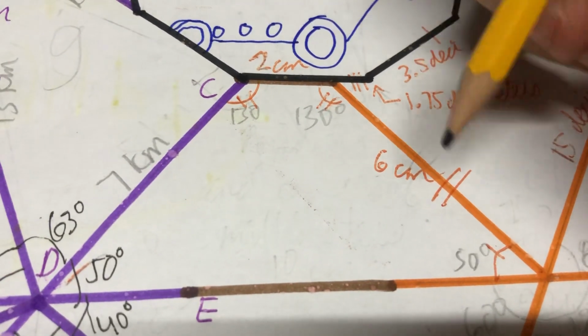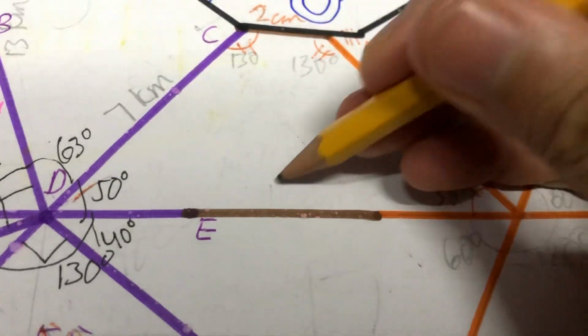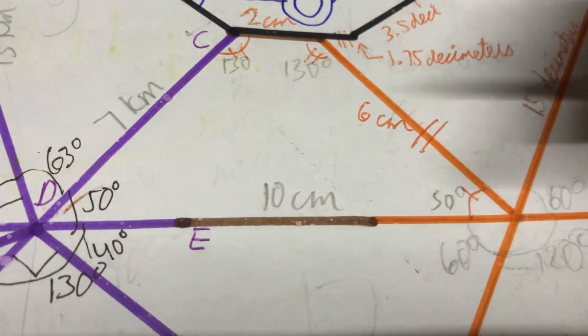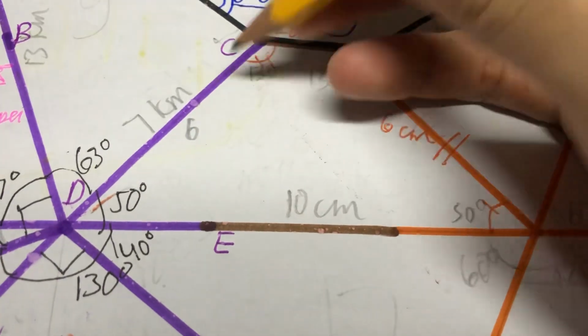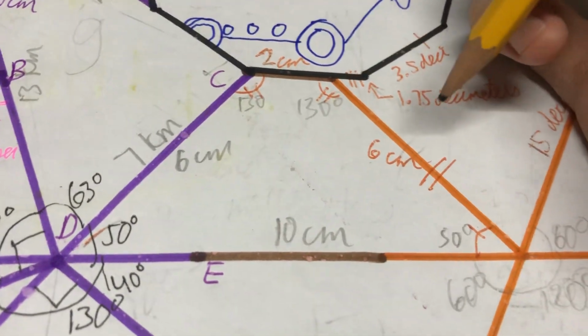This line here measures 6 centimeters. And then this entire thing here measures 10 centimeters. To solve for the perimeter, it's easy. Since there are two sides that are congruent, you can just group that.